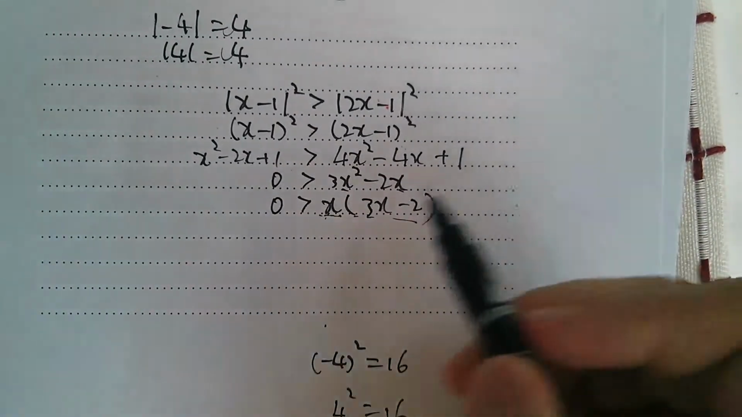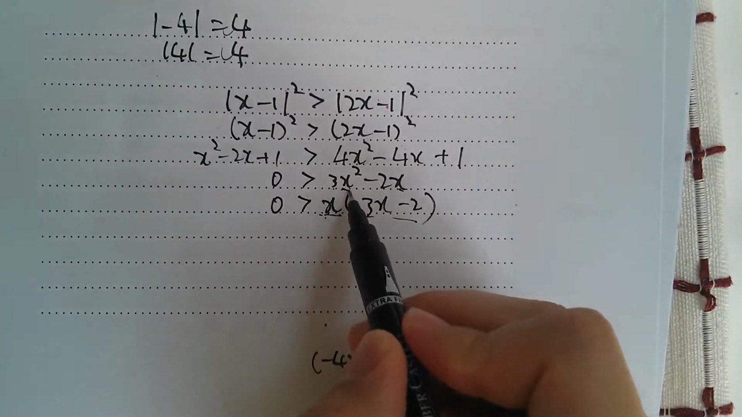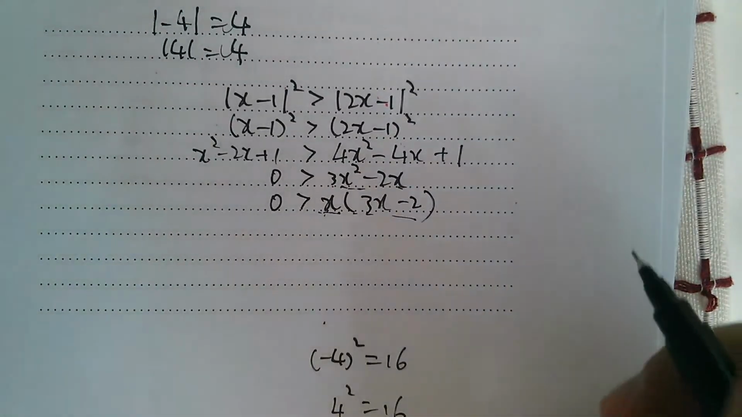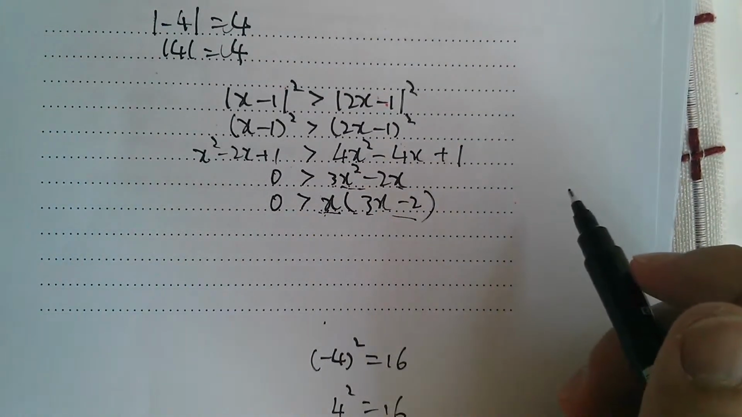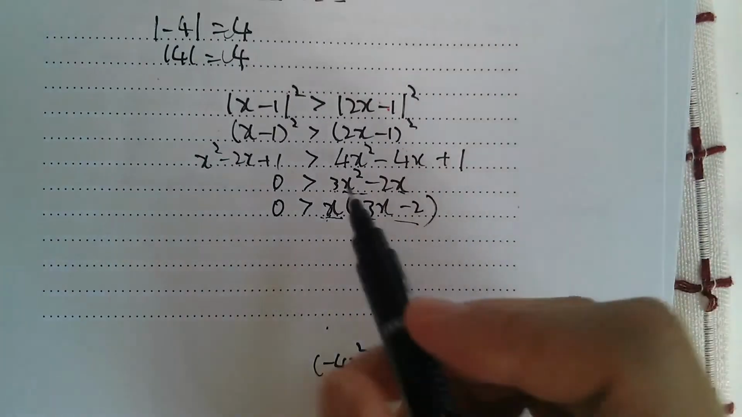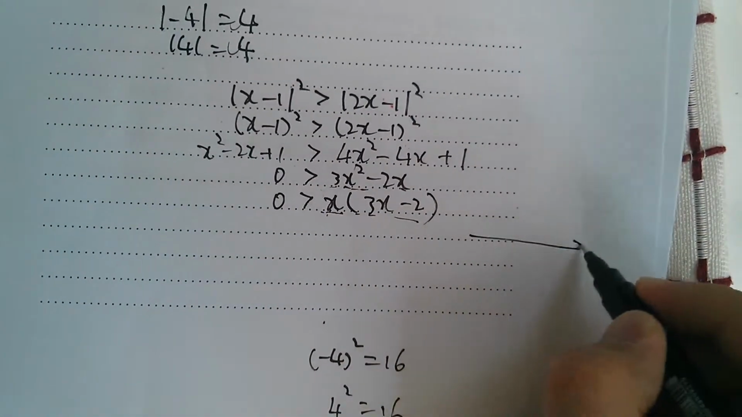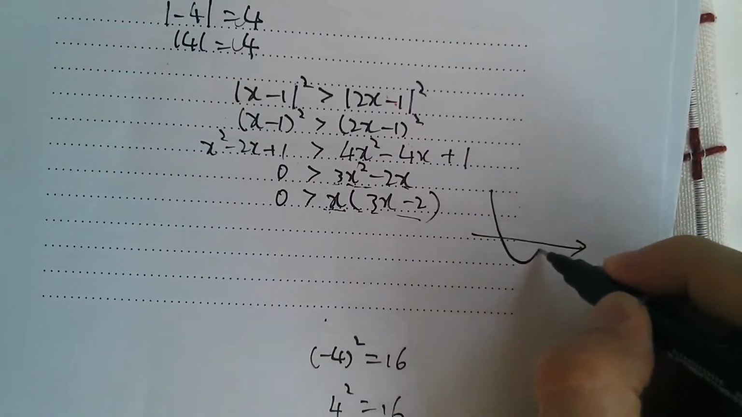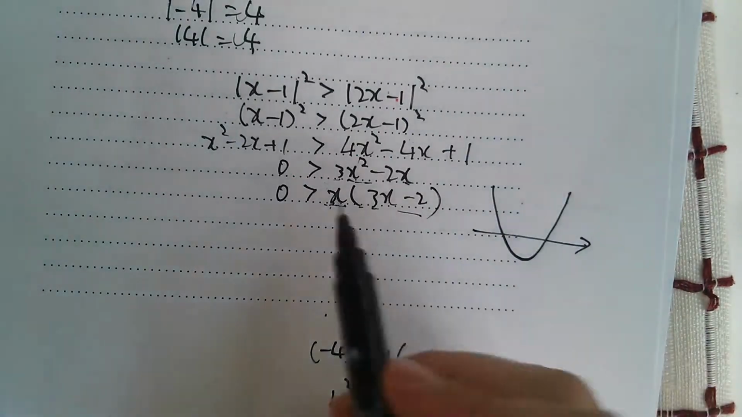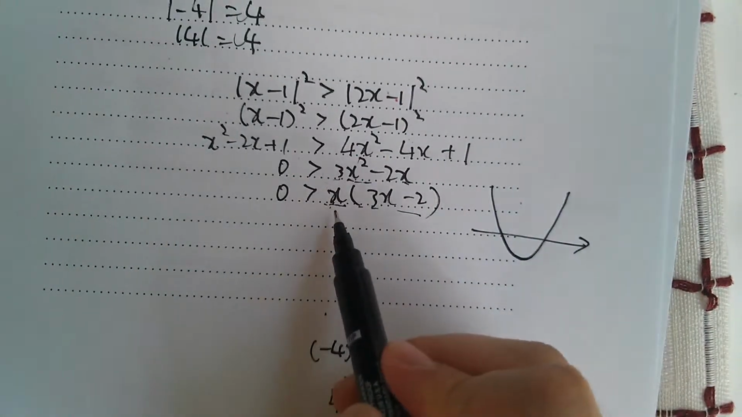So how do you solve this? This is a very typical quadratic inequality. How do we solve quadratic inequality? We can just sketch its graph. Quadratic with the coefficient of x squared being positive, that means we're gonna expect the graph to be open upwards.